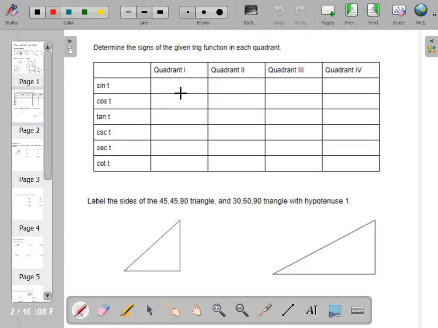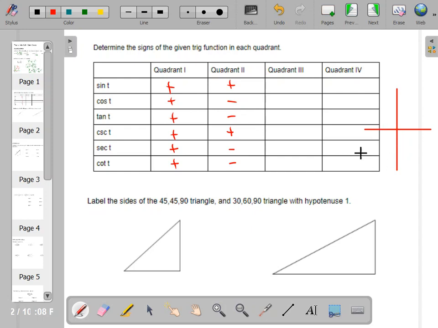How about the signs of each trig function in each quadrant? So first thing, in the first quadrant, everybody's happy and positive. In the first quadrant, everybody's positive. In the second quadrant, the y's are positive, but the x's are negative. So y is sine, and also if sine is positive, then its reciprocal is positive. But x is negative, and y over x is negative. So those are both negative, which means these are both negative.